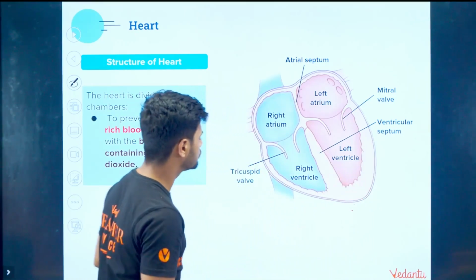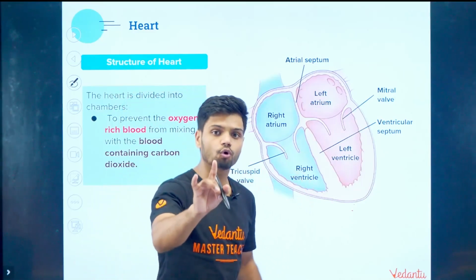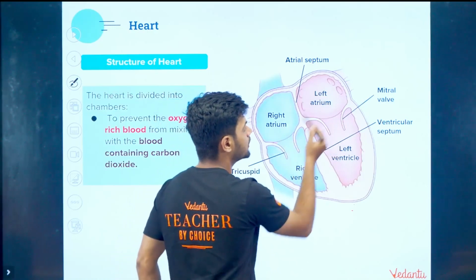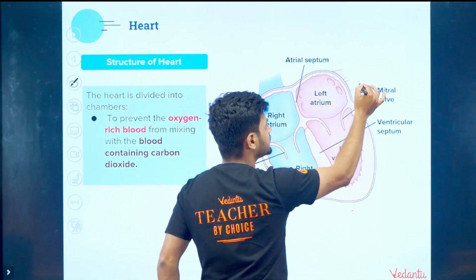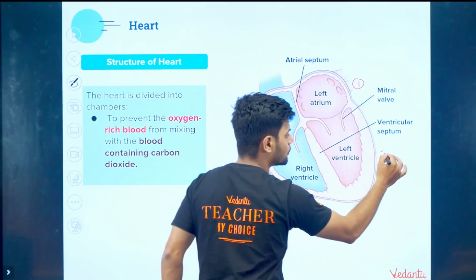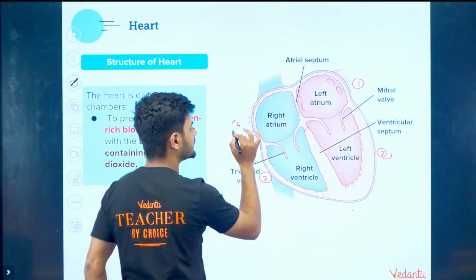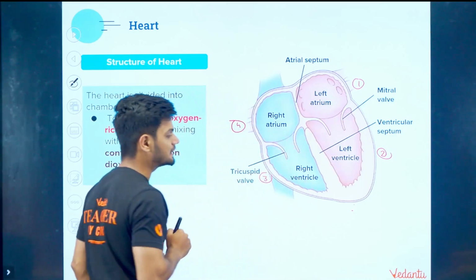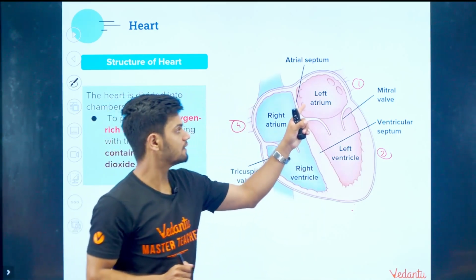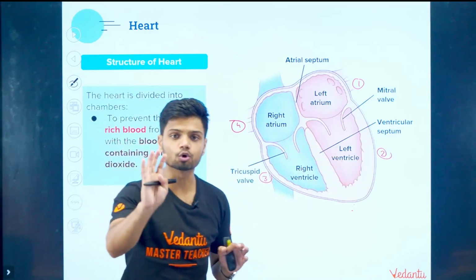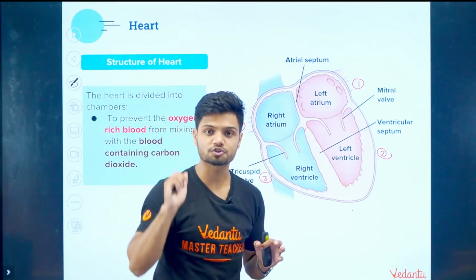Now if you look at the structure of the human heart, I'll tell you a few points which all of you need to remember here. The first point is the number of chambers. One is called the left atrium, the first chamber. Then we have the left ventricle. Then we have the right atrium and right ventricle. So left atrium, left ventricle, right atrium, right ventricle, in total 4 different chambers here.